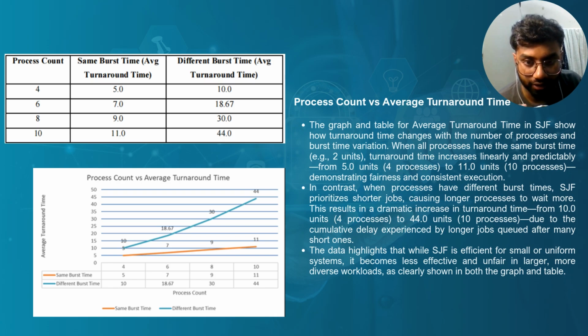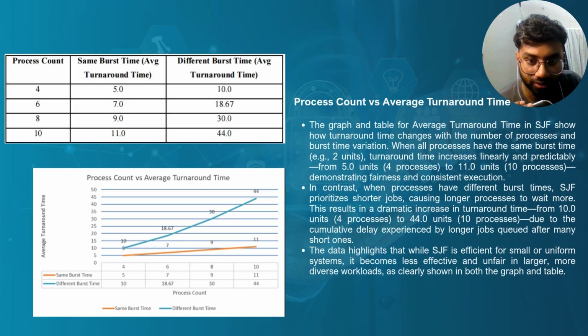This graph and table for average turnaround time in SJF show how turnaround time changes with the number of processes and burst time variation. When all processes have the same burst time, for example 2 units, turnaround time increases linearly and predictably from 5.0 units to 11.0 units. In contrast, when processes have different burst times, SJF prioritizes shorter jobs, causing longer processes to wait more. This results in a dramatic increase in turnaround time from 10.0 units to 44.0 units for 10 processes, due to the cumulative delay experienced by longer jobs queued behind many short ones.